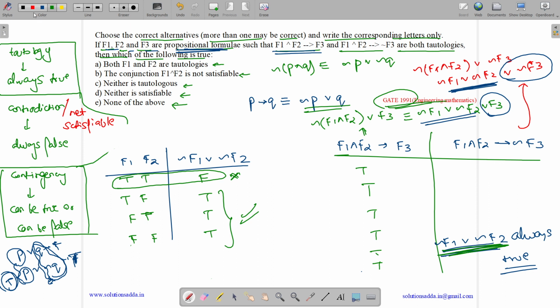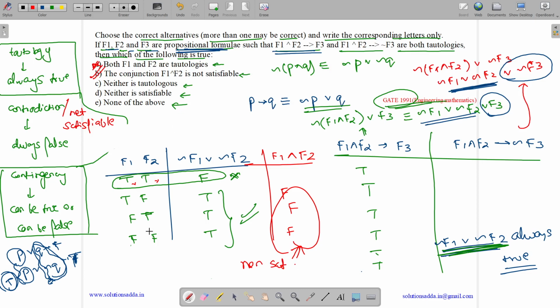So let us see the options now. Both F1 and F2 are tautologies. No. If both are tautology, then we will get false and this condition shouldn't occur. So A is false. The conjunction F1 and F2 is non-satisfiable. Now let us find the value of F1 and F2 for these three conditions. It's false, and it's false. It's false means it is contradiction, and contradiction is also called non-satisfiable, which means option B is true.